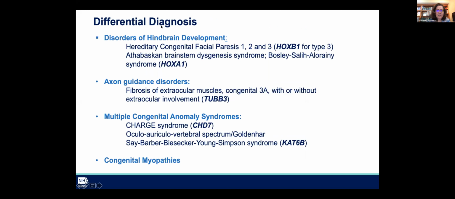along the study. So the differential includes other disorders affecting the pons and brainstem development, with homeobox genes classically associated. HOXB1 causes isolated facial palsy. HOXA1 causes a very rare brain dysgenesis syndrome. And I'll talk a little bit more about TUBB3 axon guidance disorder, which is related to Kallmann syndrome, and cover that phenotype. And then CHARGE, as Cindy mentioned, and congenital myopathies.